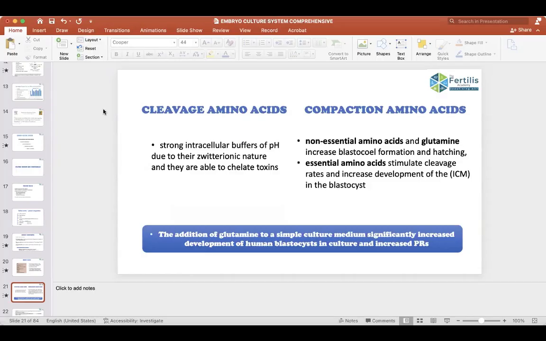There are two kinds of amino acids: cleavage amino acids, which are required for pre-compaction embryos, and compaction amino acids, which are required after post-compaction. So the cleavage amino acids have got a zwitterionic nature, and they are strong intracellular buffers of pH, whereas the compaction amino acids are primarily non-essential amino acids, and also glutamine is there. So the addition of glutamine to simple culture media significantly increased development of human blastocyst in culture and increased the pregnancy rates. So when glutamine was added to a culture media, it increased pregnancy rates and the embryonic development also.